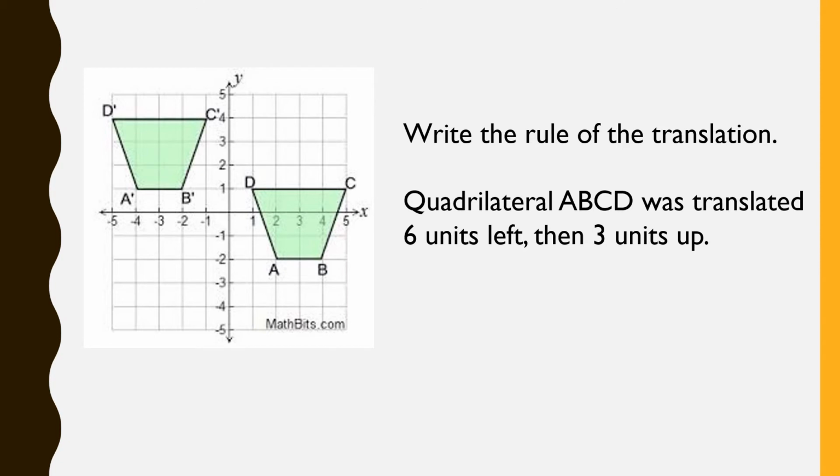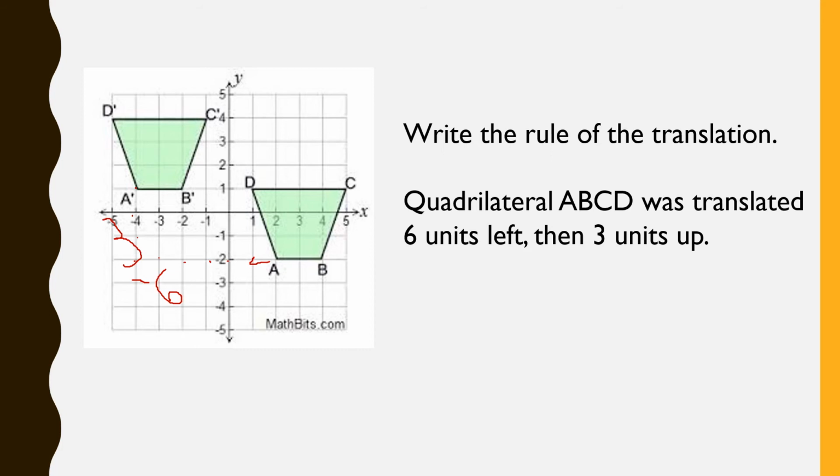So if we count from point, let's say point A, you're going to count to the left until you get directly under the image, A prime. So this is moving to the left 1, 2, 3, 4, 5, 6 units to the left, so that's a -6. And then to get to A prime, that's 1, 2, 3 units up. So therefore that is a +3.